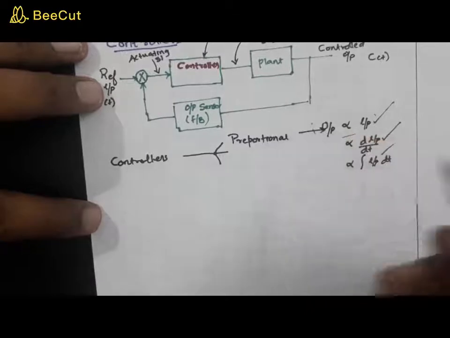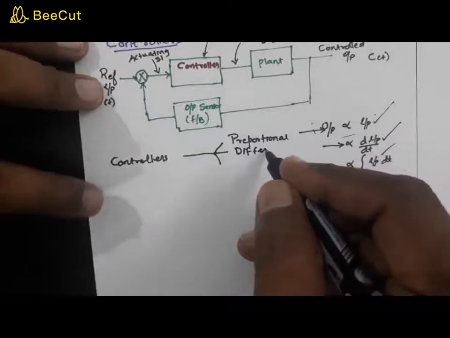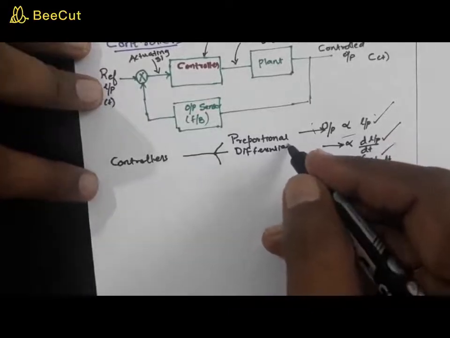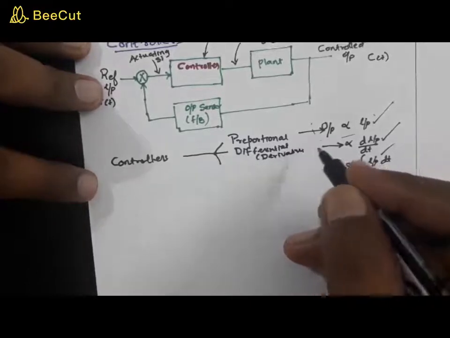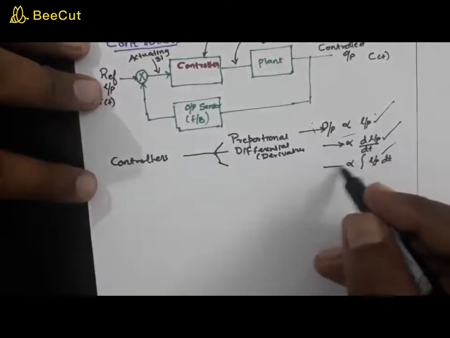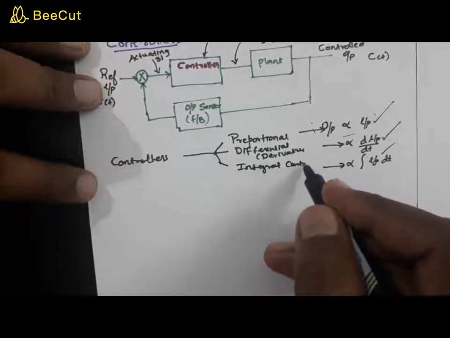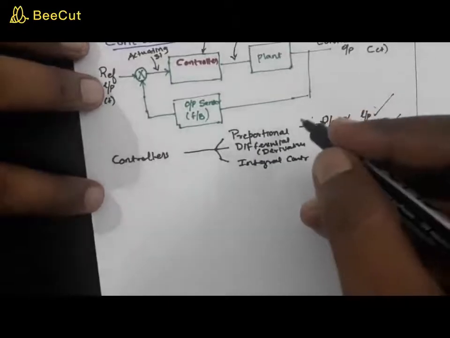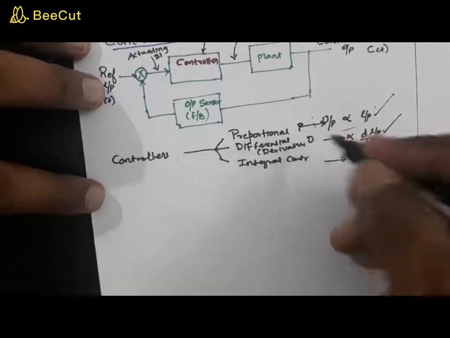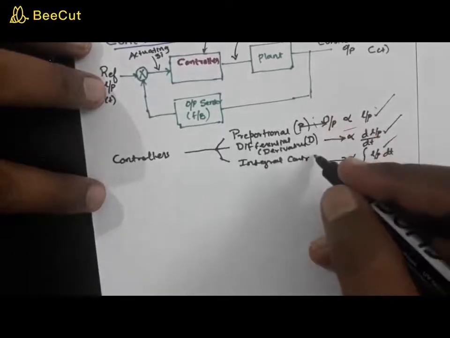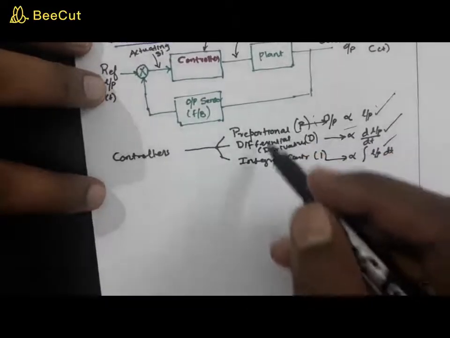Corresponding to this relation, you have differential control or derivative control. This is called a derivative control. Based on this relationship, you can have integral control. In short, we will call this a P controller, this is D. D stands for derivative, P stands for proportional, and I for integral. These are the basic controllers.